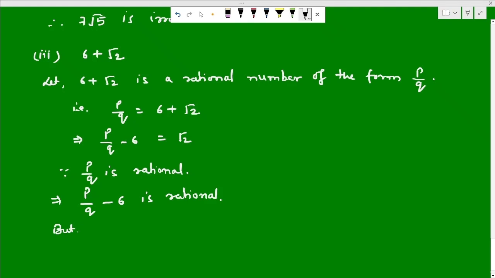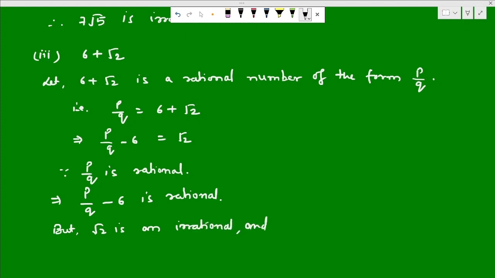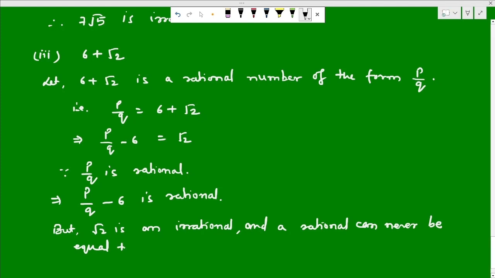Now the statements are required. Since P upon Q is rational, the difference of two rationals, that is P upon Q and 6, will also be a rational number, but root 2 is irrational, and a rational can never be equal to an irrational. Therefore, 6 plus root 2 is irrational.